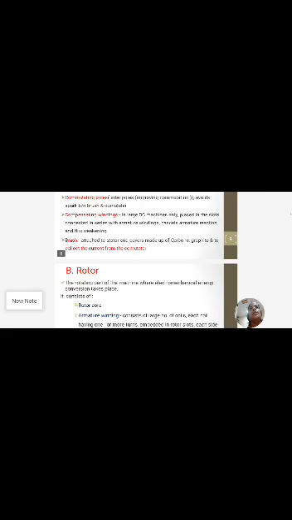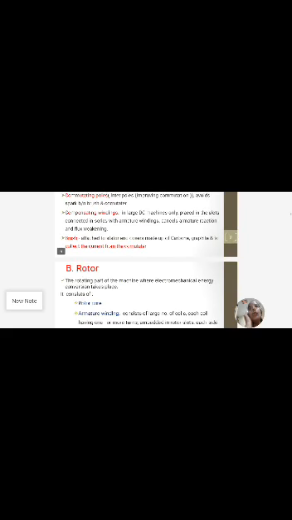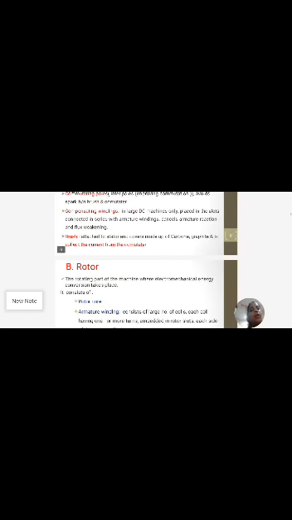Okay, so this is about our brushes. And next, coming to the bearings. Ball bearings are usually used as they are more reliable. For heavy duty machines, roller bearings are generally used. So this is about our construction of DC machines.